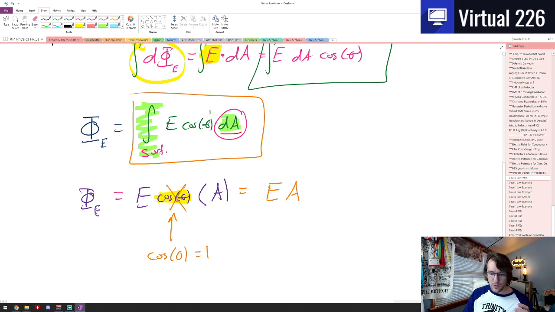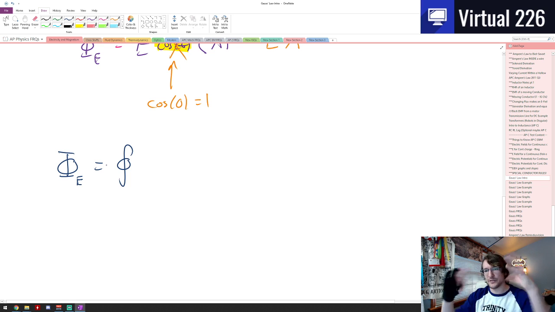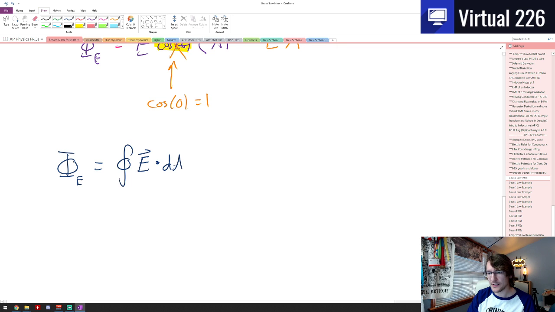So why would this become effective? Well, we will write Gauss's law like this. We'll actually consider it as a surface integral, and what we'll say is that the flux of the electric field equals a closed surface integral of E dot dA, because I'm just integrating over a surface. Okay? This is Gauss's law right here.